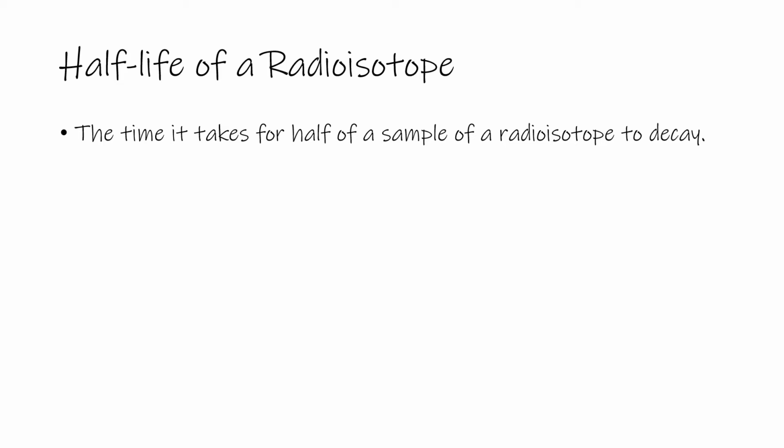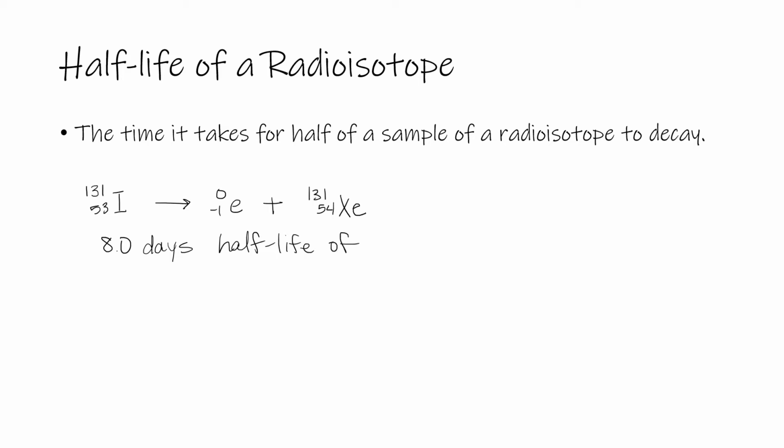So, for example, we're going to look at iodine 131. It undergoes beta decay, so it gives off a beta particle and it decays into xenon 131. The half-life of iodine 131 is 8.0 days. Okay, so what does that mean?